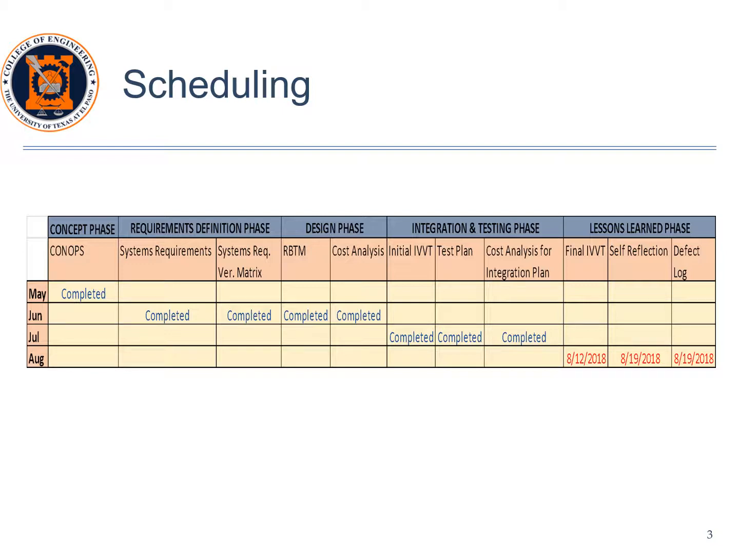and qualification acceptance. The final step for this course is to complete the final IVV plan, defect log, and reflect on our project. But for now, I will review the beginning of our project with the concept phase, which will require information from our ConOps.